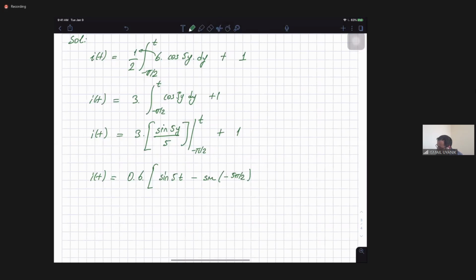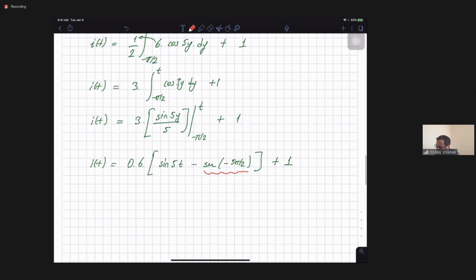Please double check these calculations. Okay, I think that would be correct, but can someone calculate this part? That should be a constant number. It's just sine of something, and 5 pi over 2 is a number, right? So can someone calculate this number for me? What is sine of minus 5 pi over 2? Minus 0.1. Minus 0.1? Are you sure? Yeah. Is that minus 1?